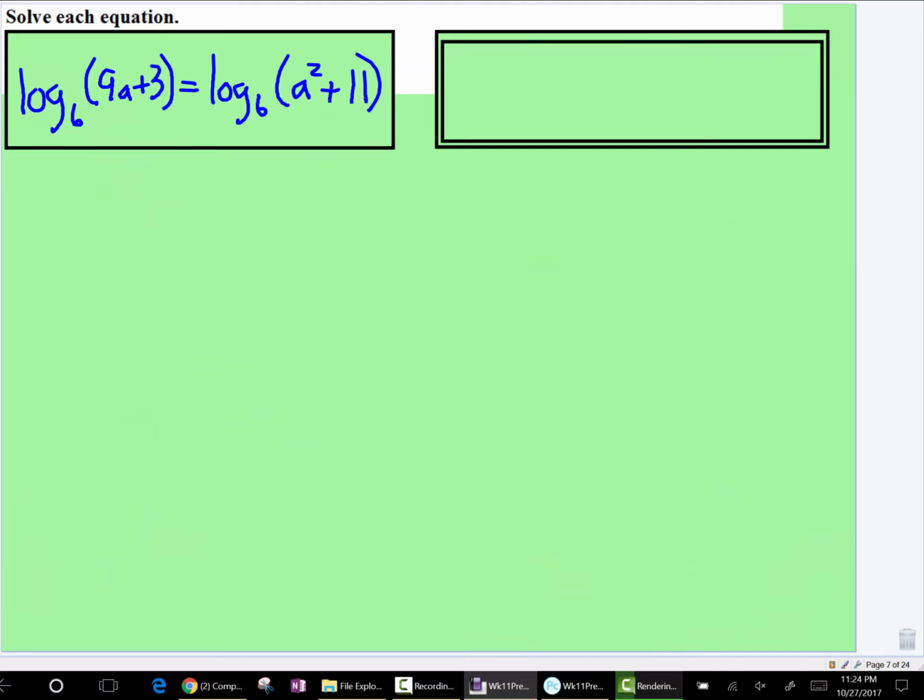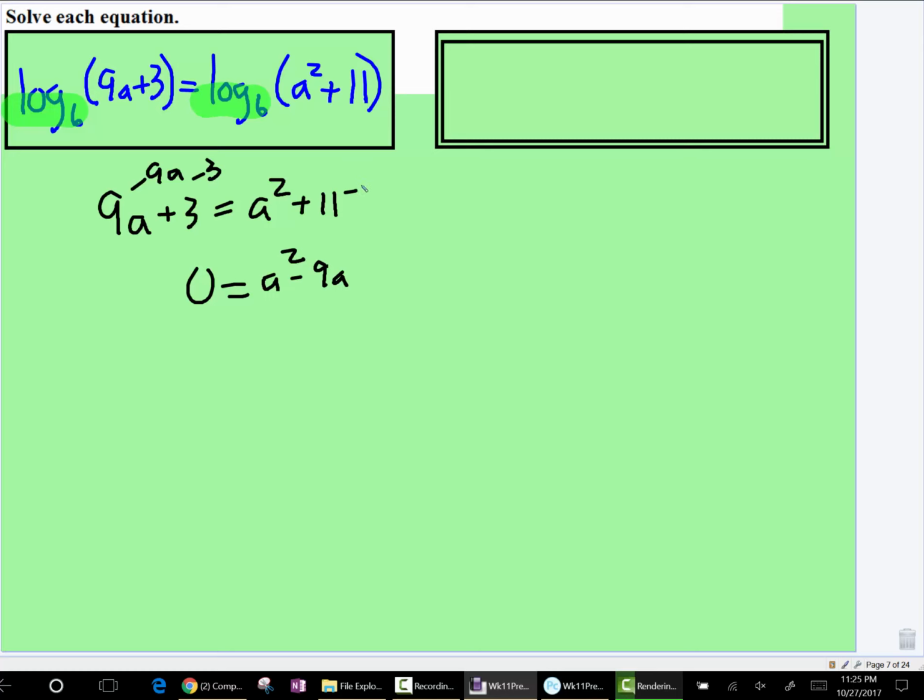Alrighty, let's go on. All right, solve each equation. Notice, these are the easy ones, kind of. The logs and the bases are the same. We can ignore them, and we can say 9a plus 3 is equal to a squared plus 11. Ooh, the a squared, that means it's a quadratic. We need to get everything to the quadratic side and zero out this side. So a squared, we're going to subtract 9a. We're going to have to subtract 3, which equals plus 8.